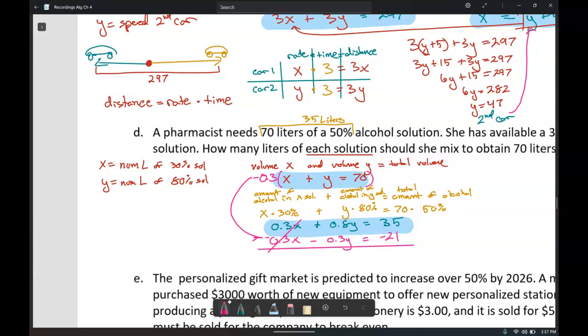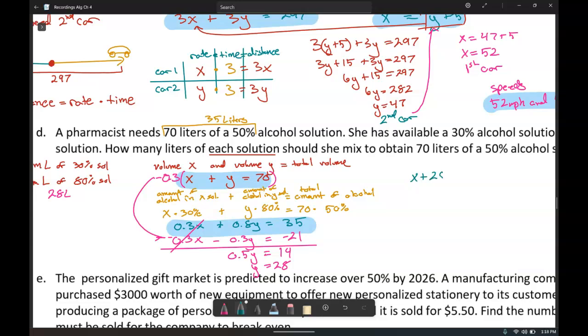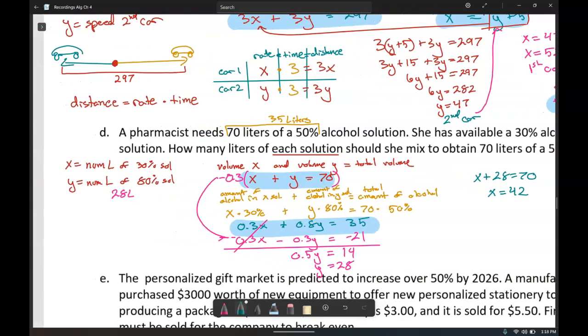The x terms will cancel. I will have 0.5y equals 14. Therefore, y is 28. So the number of liters for the 80% solution is 28 liters. And then we can go back to one of our original equations to solve it. X plus 28 equals 70. So x has to be 42. So we have 42 liters of the 30% solution for our mixture.